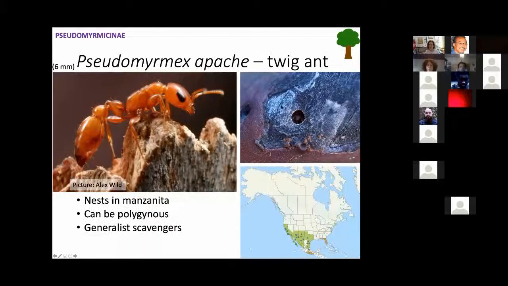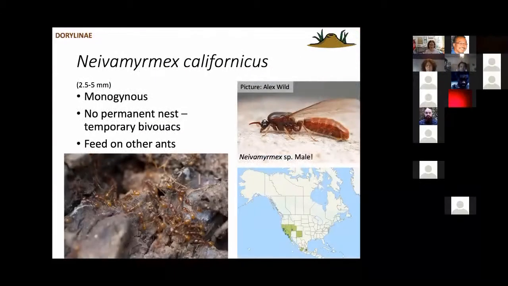You can see here there's a little worker picking from a little hole. So they nest in tunnels made by beetles that eat dead parts of the manzanita bush. And so they don't have very big nests, but they're really awesome and really interesting to find. And once you know where to find them, then you see that they're actually more common than you thought. Very, very cool ants.